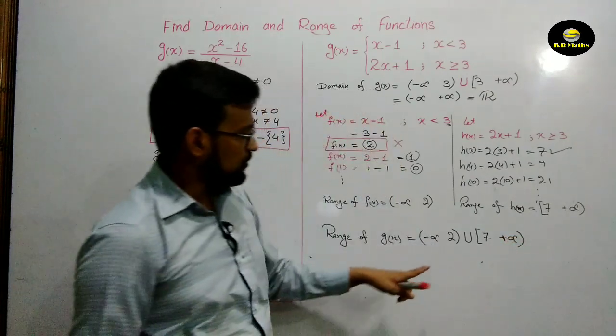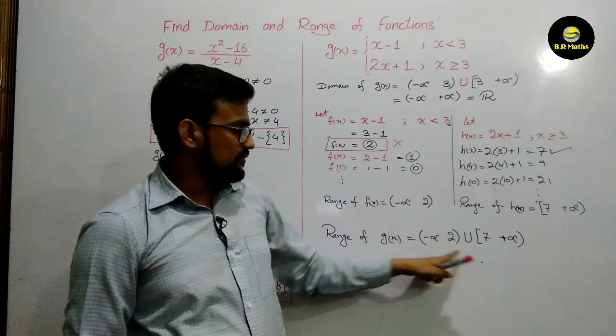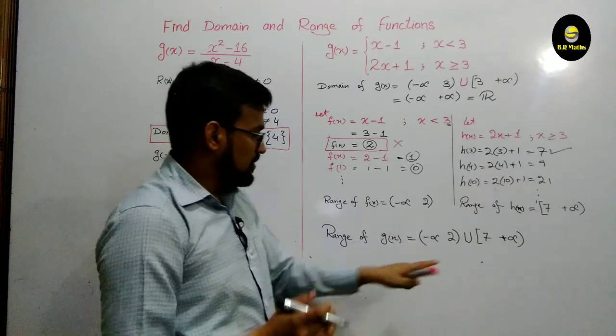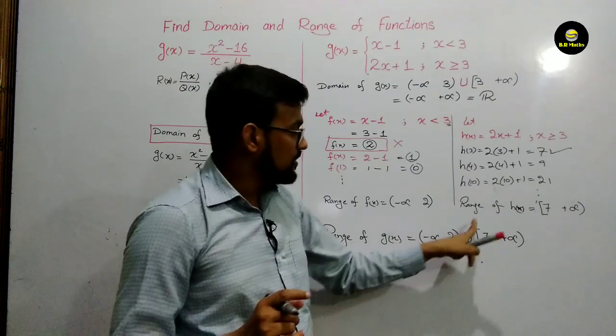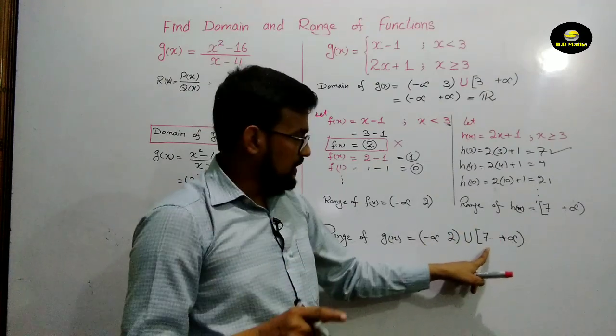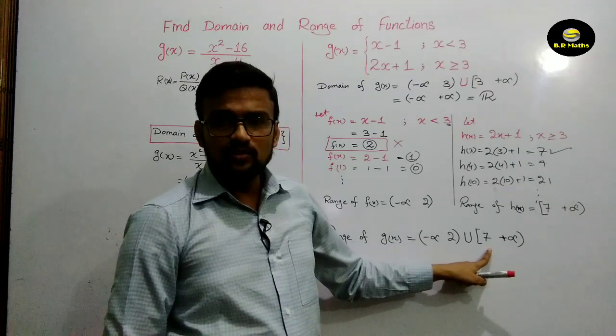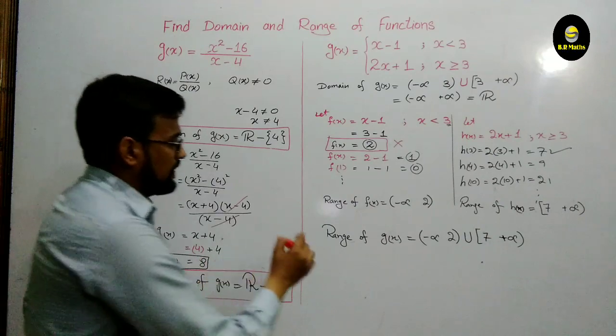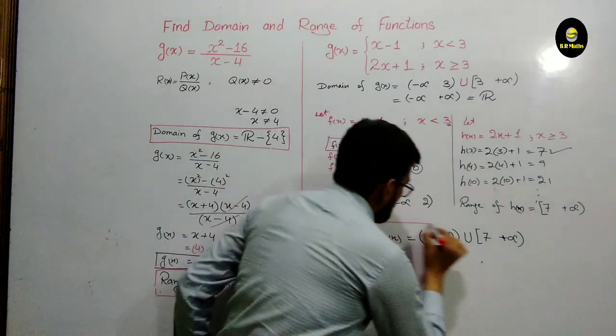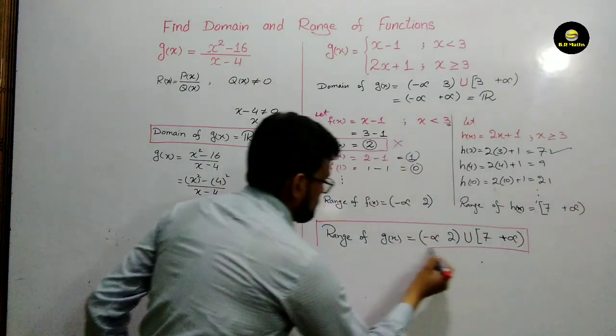So let's focus on the style of brackets. This is 2, a small bracket means not included, and this is the closed bracket, 7 is included. Okay, so student, this is the final range of this piecewise function.